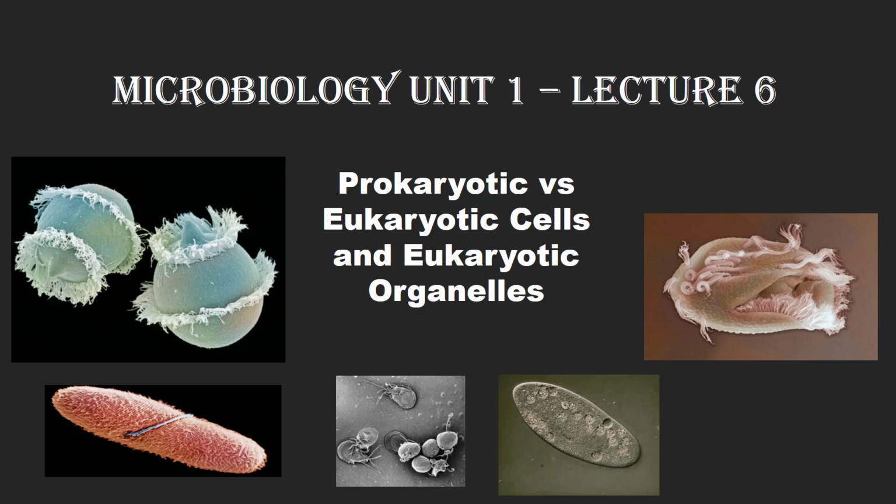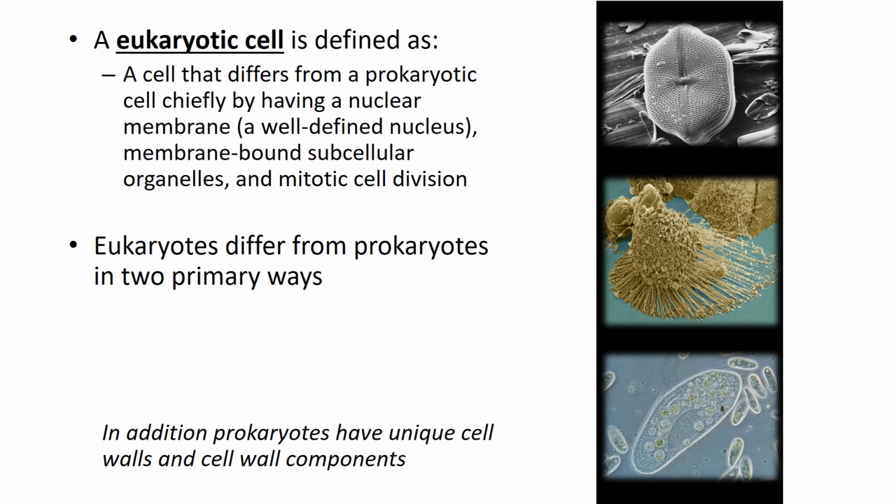All right, in today's lesson, we're going to be looking at two things: prokaryotic versus eukaryotic cells, and then the eukaryotic organelles within the eukaryotes themselves. So starting off from our textbook, a eukaryotic cell has its own definition, as you can see here, and it kind of is defined in contrast to a prokaryote. So a cell that differs from a prokaryote having a nuclear membrane, which is a nucleus, and then subcellular organelles, which we'll get to next.